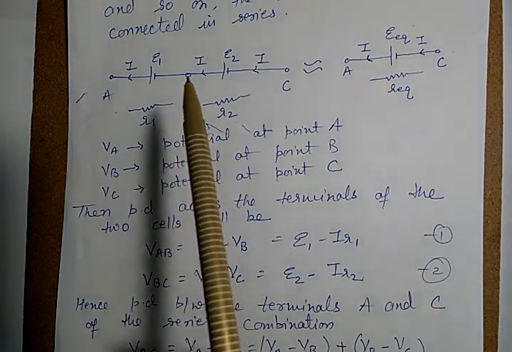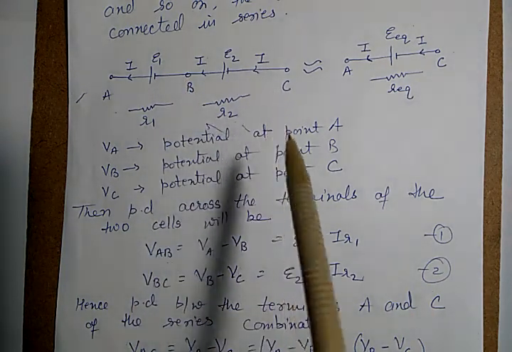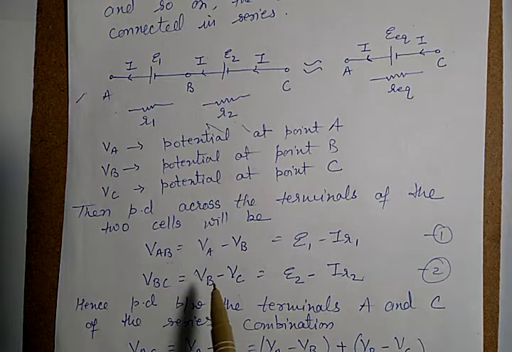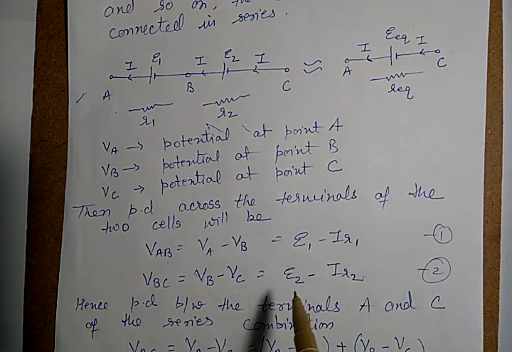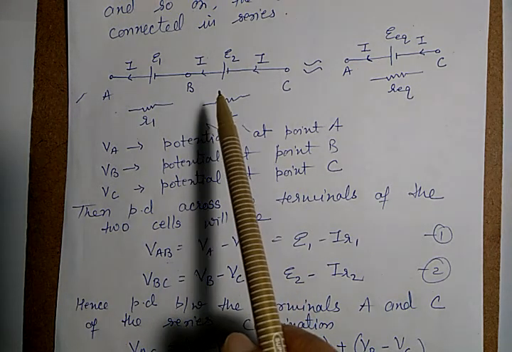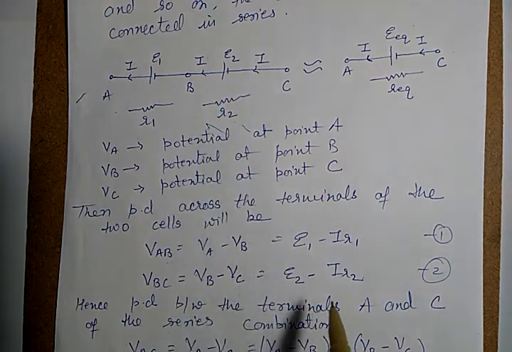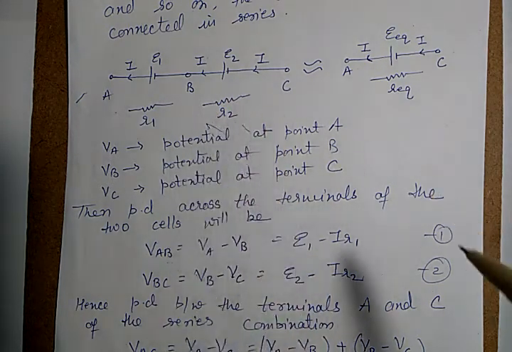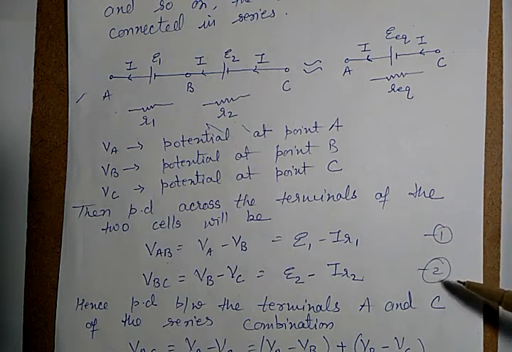Now let us consider the two terminals B and C. Again, the potential difference across the two terminals B and C will be VB minus VC, and that is E2, the EMF of cell 2, minus the current times the internal resistance of this cell. Mark it as equation number 2.